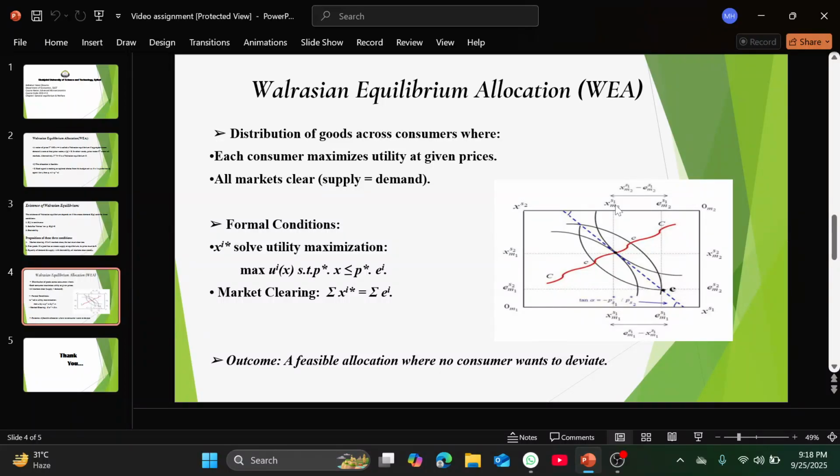In the previous slide, we saw that market clearing means the aggregate supply equals the aggregate demand. Here we show the utility maximizing function, subject to P star x less than or equal to P star times the endowment. Market clearing means the summation of xi star equals the summation of all endowments.